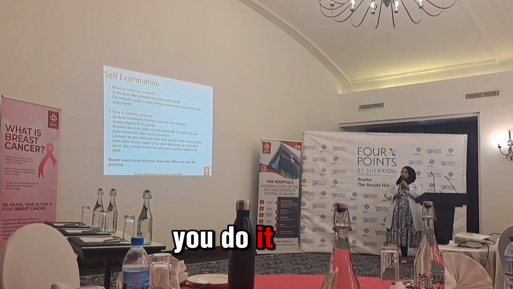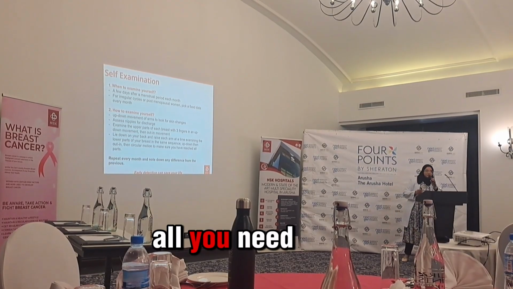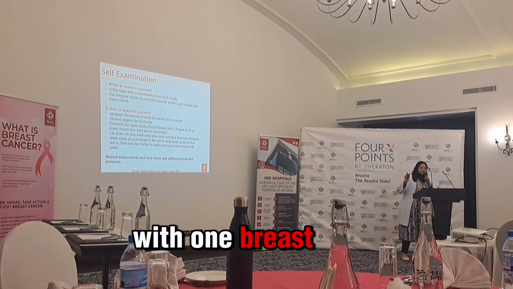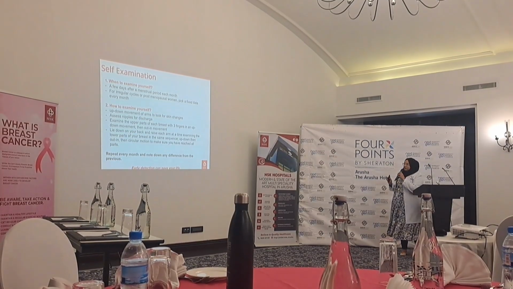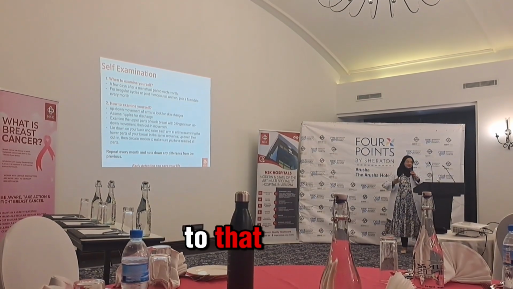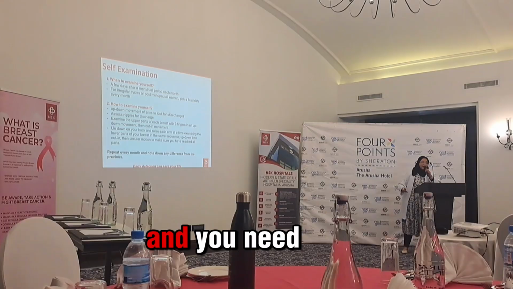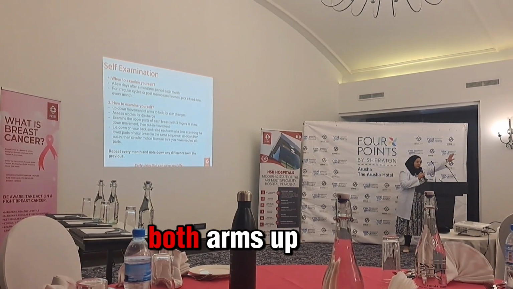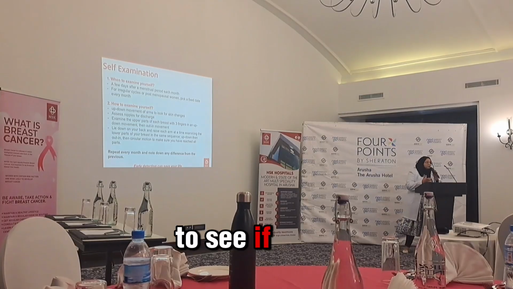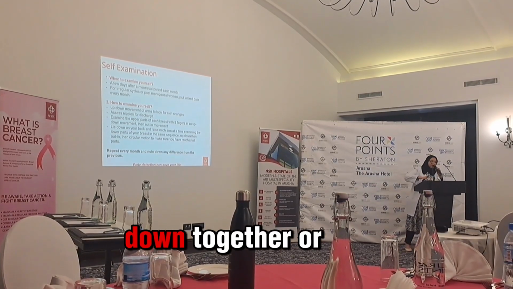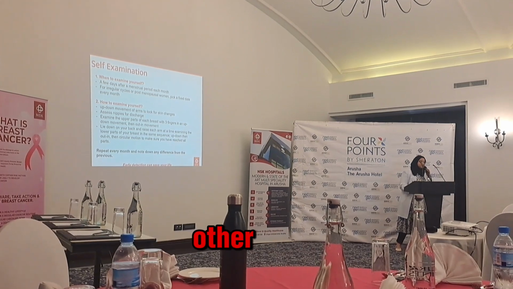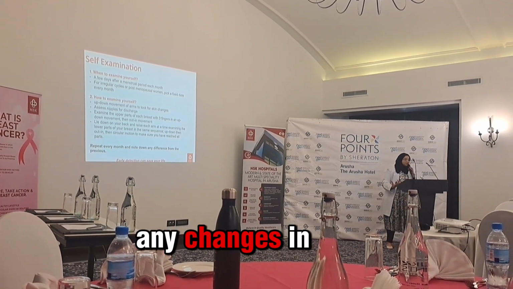So how do you do it? First of all, you need to start with one breast. Before you get to that, you need to look at yourself in a mirror, and you need to move both arms up and down, and see if both breasts are moving up and down together or not. Is one lagging behind? Does one look heavier than the other? Does one look bigger? Are there any changes in the skin?